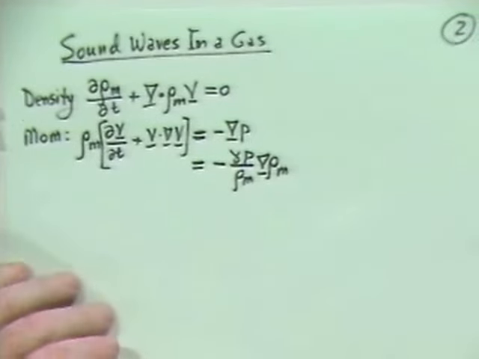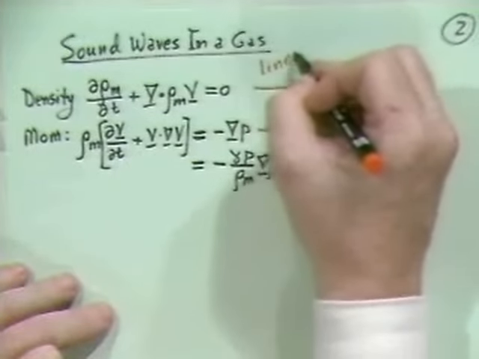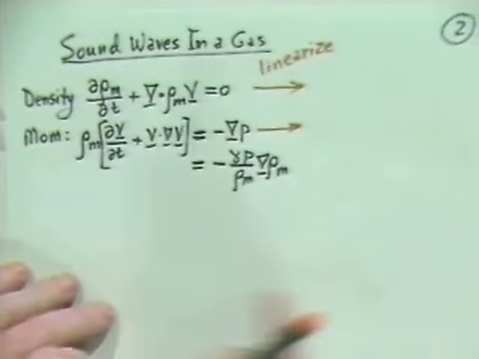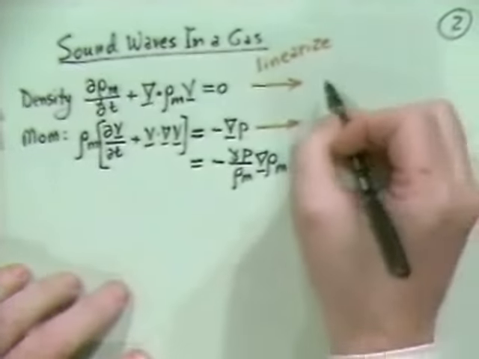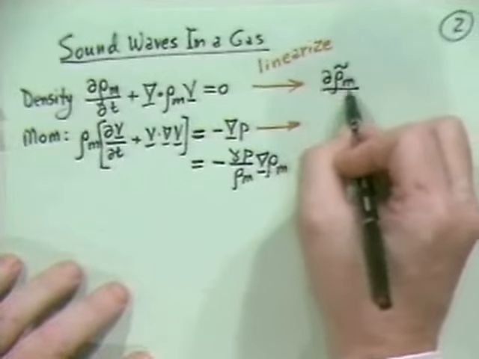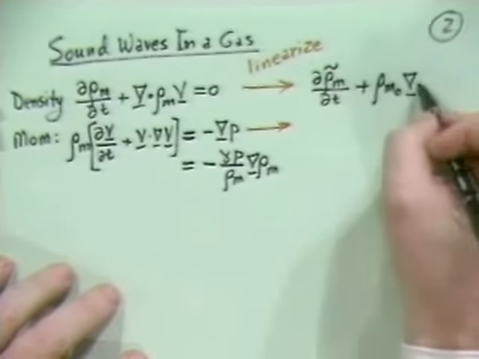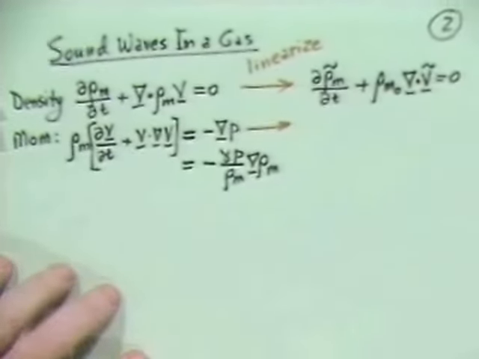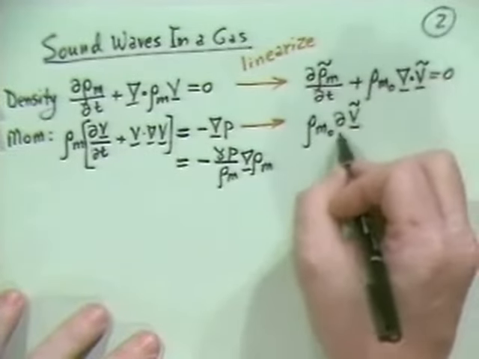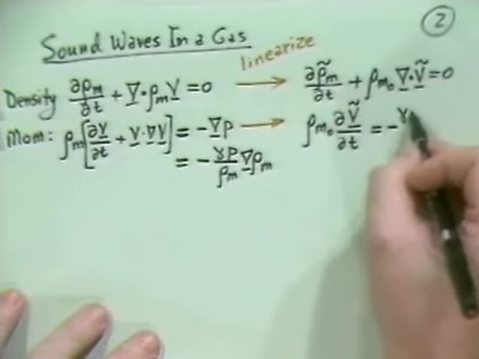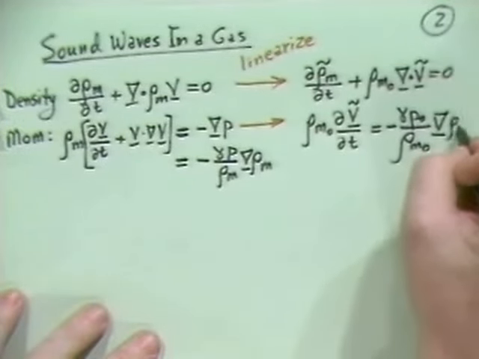Now, what's our first stage of calculation? Well, our first stage is always to linearize the equations for small perturbations about the equilibrium. We've got a constant density, and then we just run a little density on top of that. What happens? Well, we just get d rho mass tilde by dt plus rho mass 0 times divergence of v tilde equals 0. We're supposed to be becoming veterans of this process, so we can do it real easy. And then rho mass naught dv tilde by dt is equal to minus gamma p naught divided by mass density times gradient of rho mass tilde.